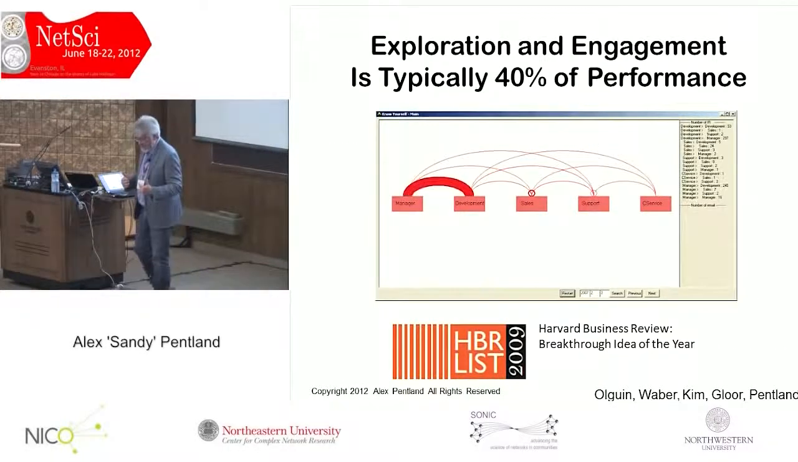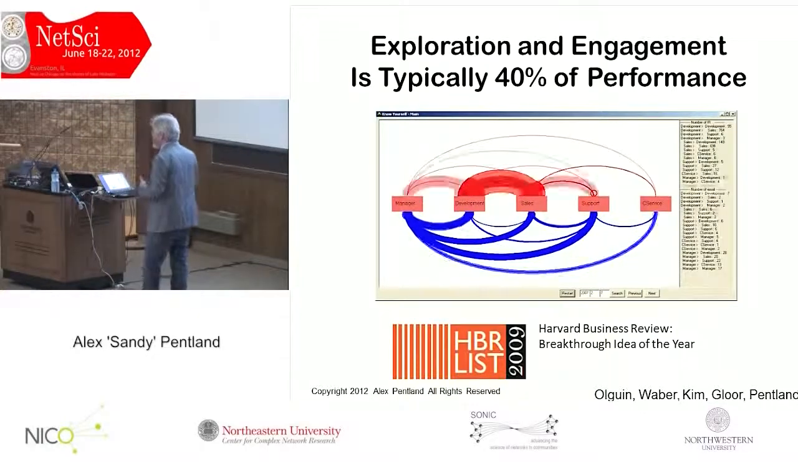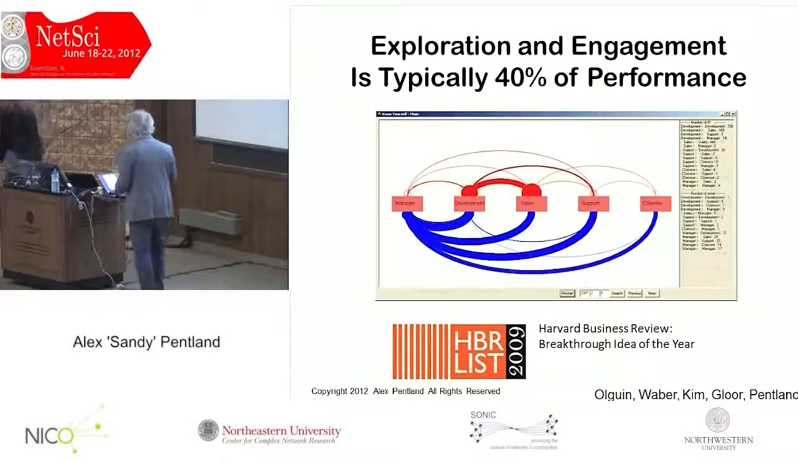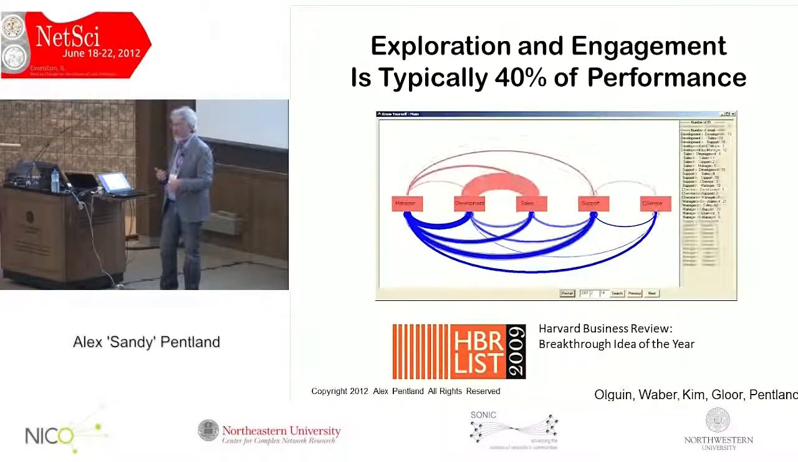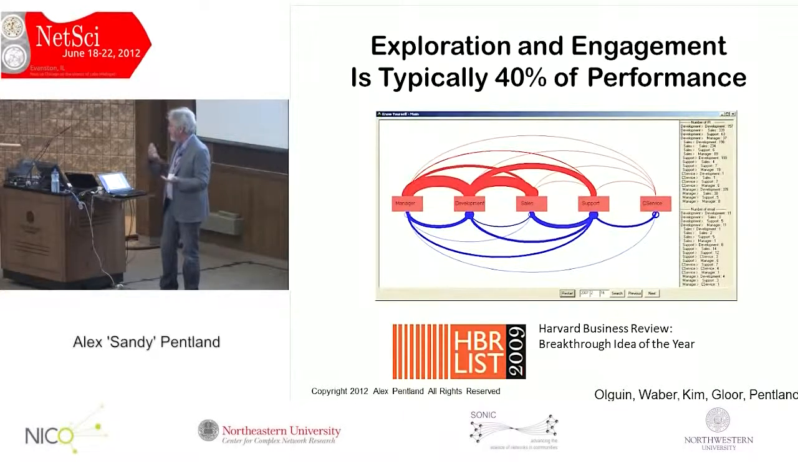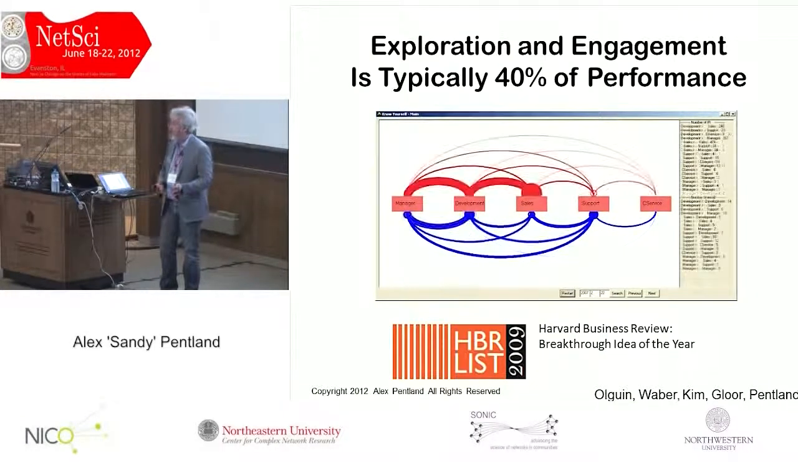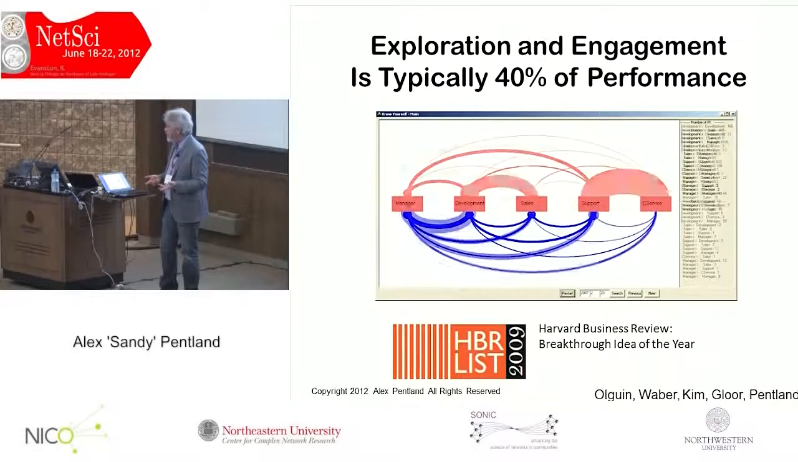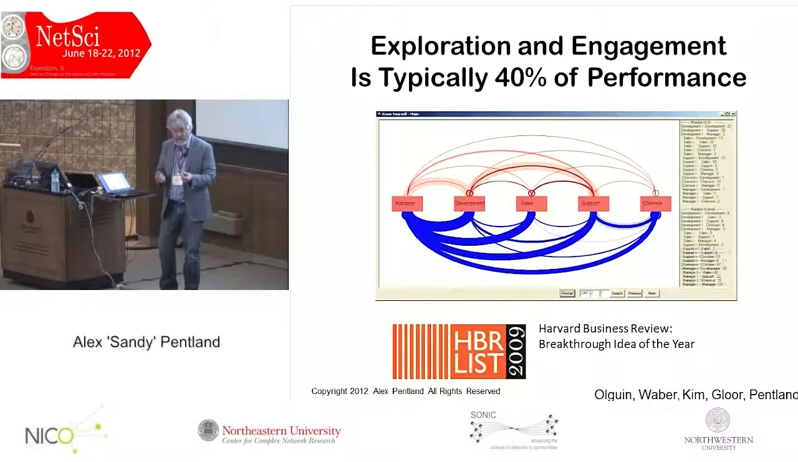As I mentioned, we've done this on some 24 organizations, including some Fortune 100 companies. A typical result is this sort of result where we get around 40% of the variation between low-performing individuals and high-performing individuals, or low-performing groups and high-performing groups, as a function of these two simple properties of the network, independent of the content. Now, this face-to-face stuff.